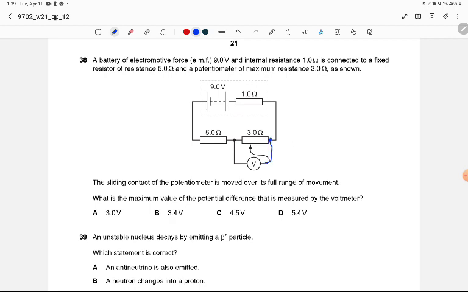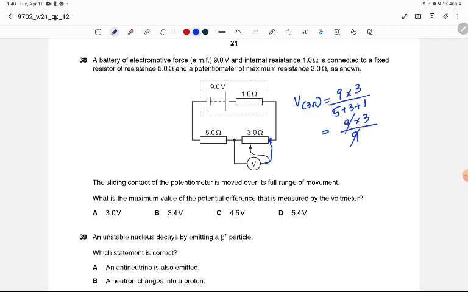So we are just going to be using the potential divider formula. So V out or V across 3 ohms must be equal to the EMF multiplied by the combined total resistance of the entire circuit, and that is going to be divided by 5 plus 3 plus 1. So let's see, 5 plus 4, 9. So 9 into 3 divided by 9. 9 cancels, so that is going to be 3 volts. So A is going to be the right answer.